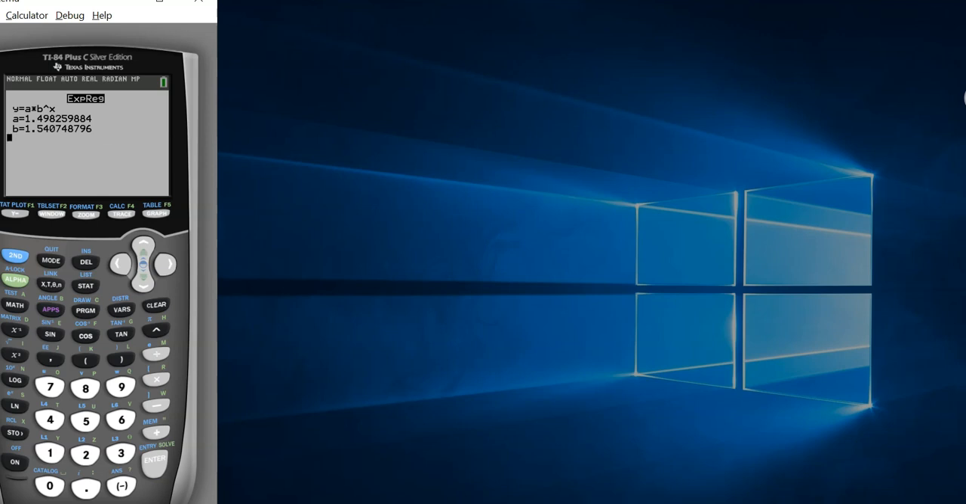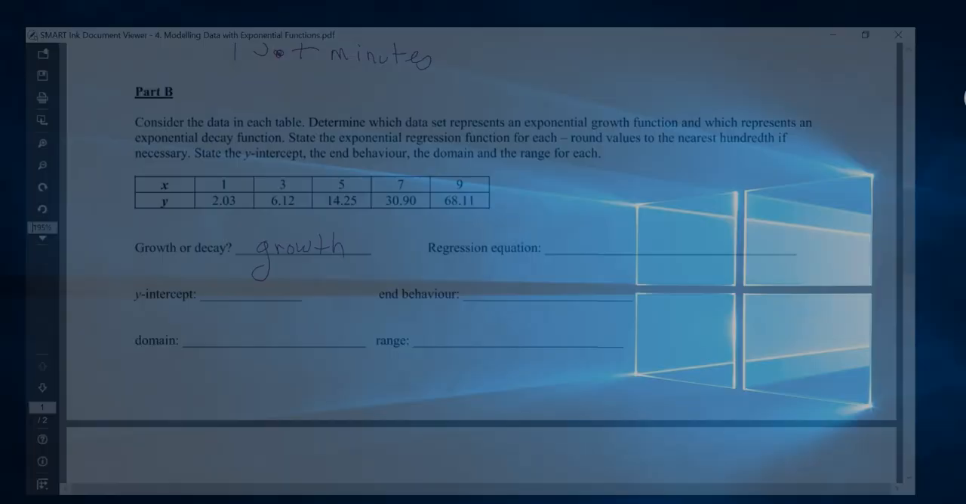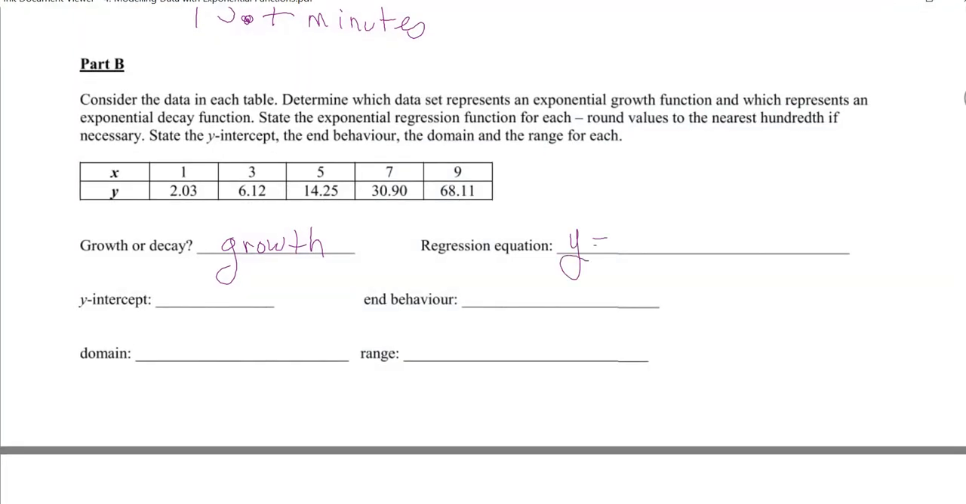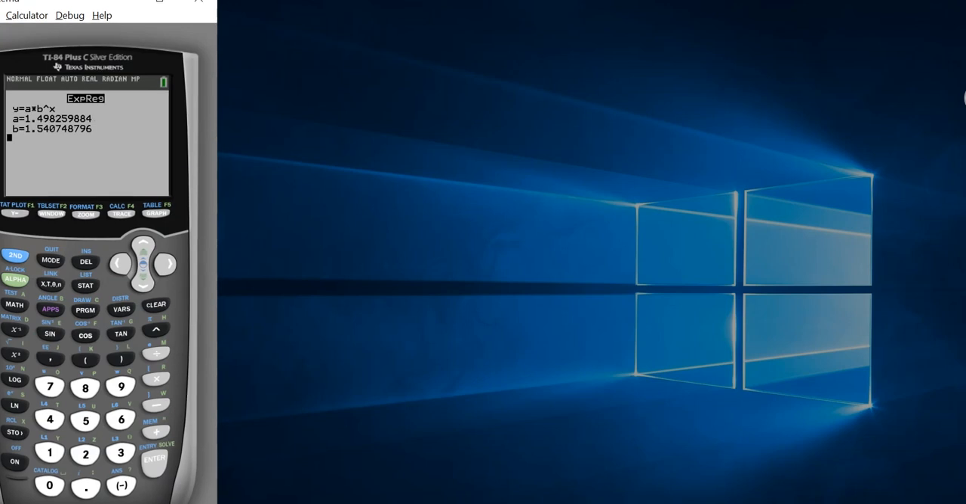Runs the regression. So rounding to the nearest hundredth, 1.50 for A and 1.54 for B. So y is equal to 1.50 for A, 1.54 for B. Okay, so round to the nearest hundredth, necessary. And we can go look at the graph. So now I'm going to hit graph. So if it really is exponential data, then it should fit the graph. The graph should fit very nicely through the points, and it does. Okay, so that's good.